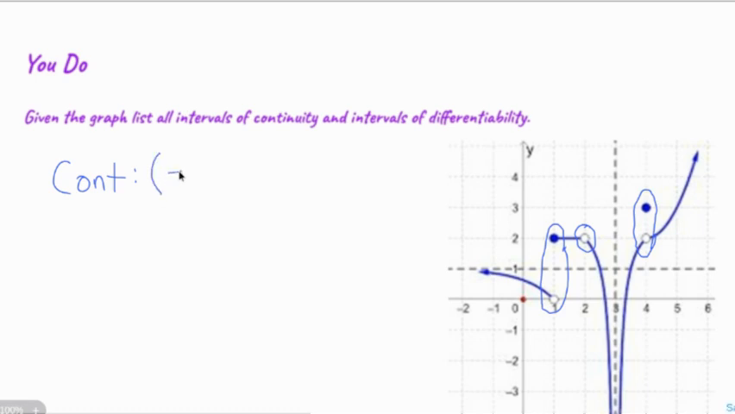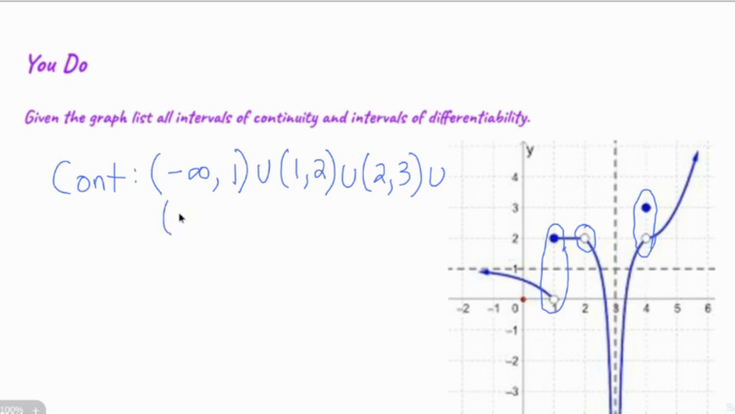So we're starting at negative infinity. We're going all the way to 1. And then we go from 1 to 2. And then as you can see with the vertical asymptote, we'll immediately go from 2 to 3. And then 3 all the way to 4. I'm just really testing to see if you can count out to 4. And then 4 to infinity. So there you go. 1, 2, 3, 4, 5.